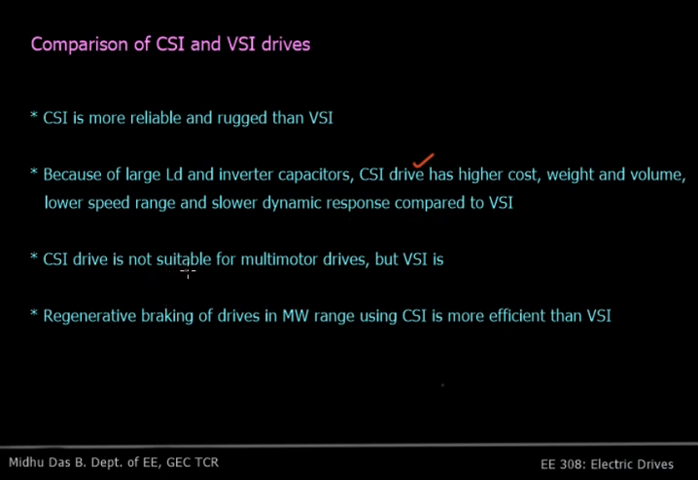Also, the CSI drive is not suitable for multi-motor drives, because in this each motor is fed from its own inverter and rectifier. A single converter can be used to feed a number of VSI motor systems connected in parallel. A single VSI can similarly feed a number of motors connected in parallel. And as we discussed before, the regenerative braking of drives in megawatt range using CSI is more efficient than VSI. With this, we are coming to an end of the CSI fed induction motor drives. Thank you.